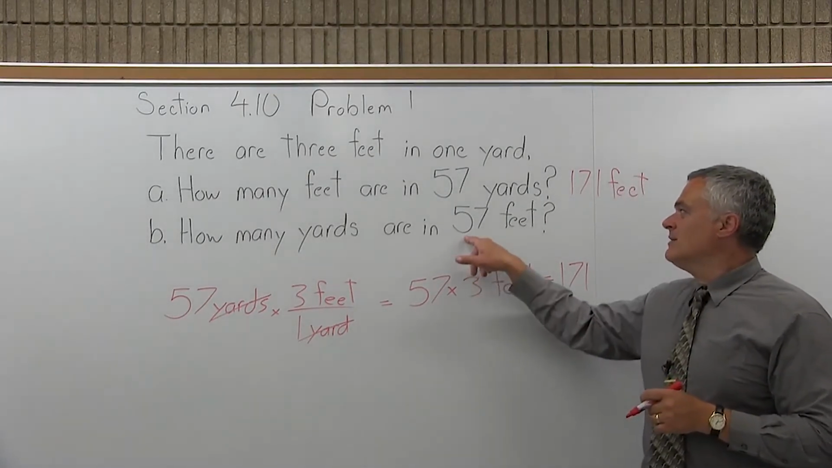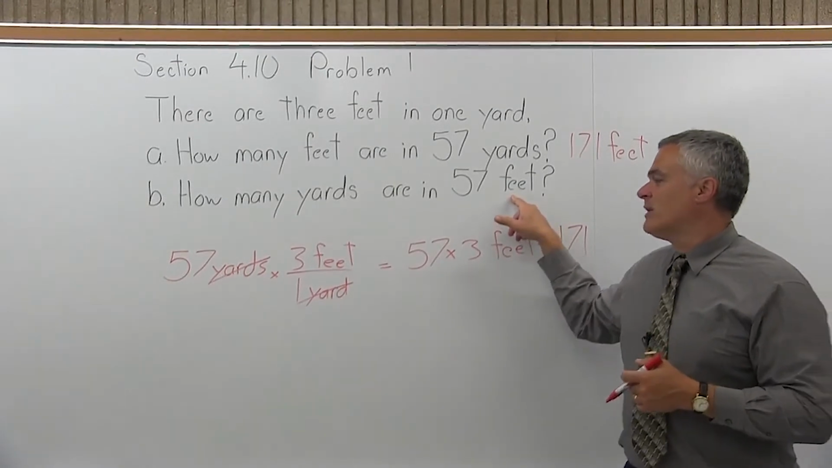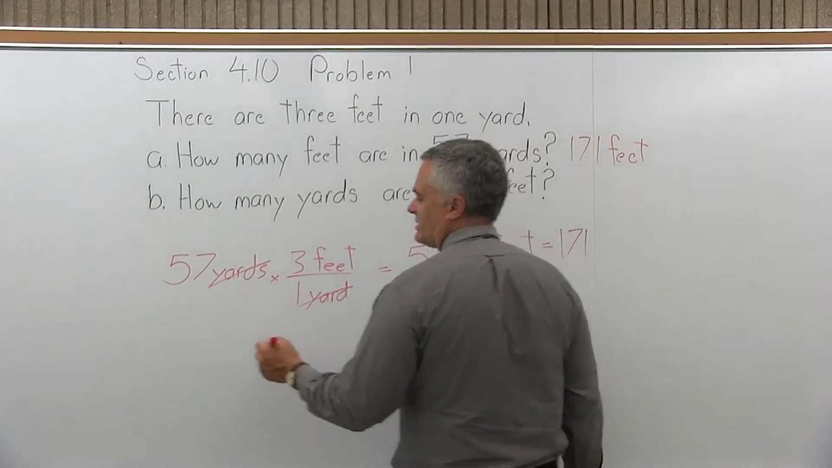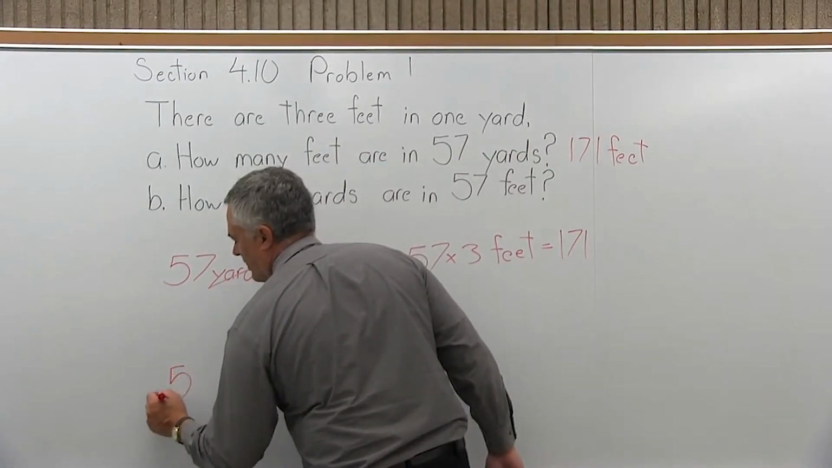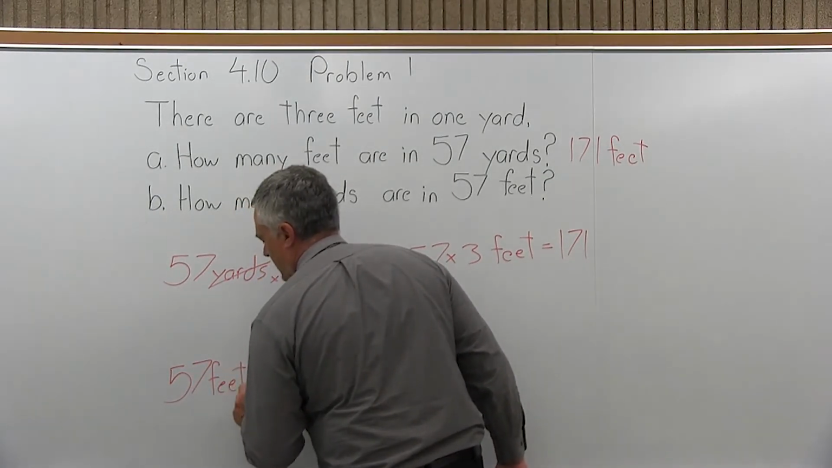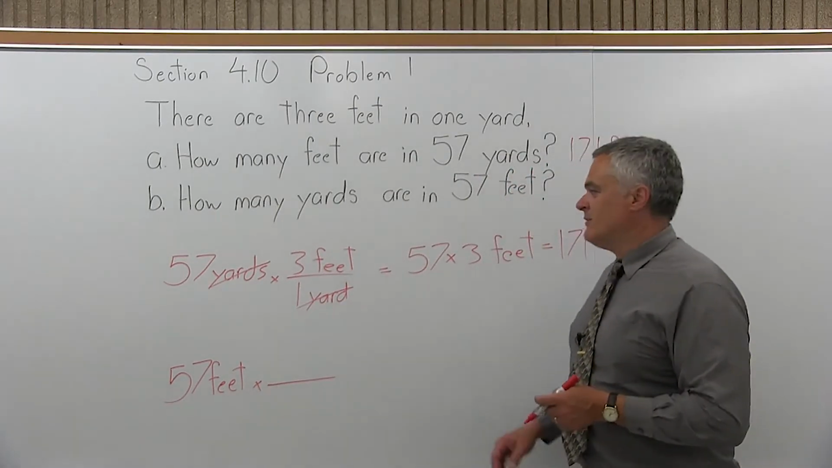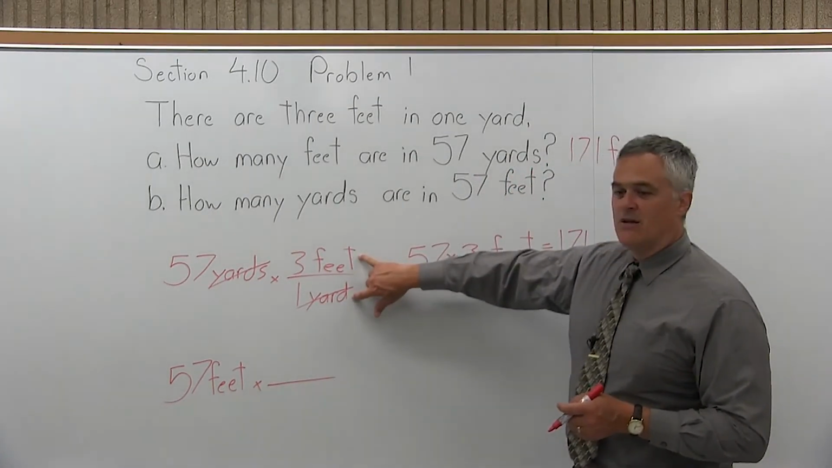Now for B, the given is feet. We have 57 feet, and we want to find out how many yards that is. So again, start off by writing what you have. What we have is 57 feet. And we are going to multiply that by basically a special number 1. You're going to have the same value over itself.